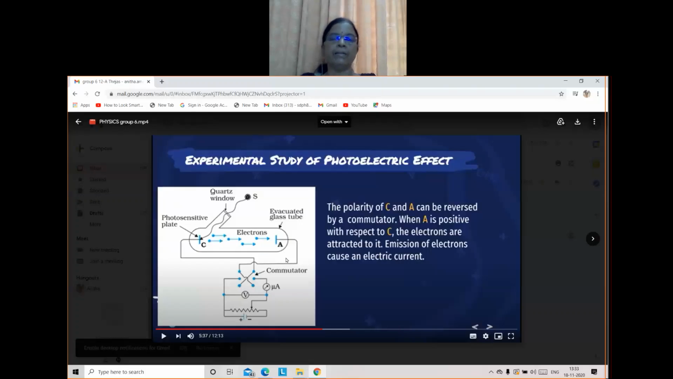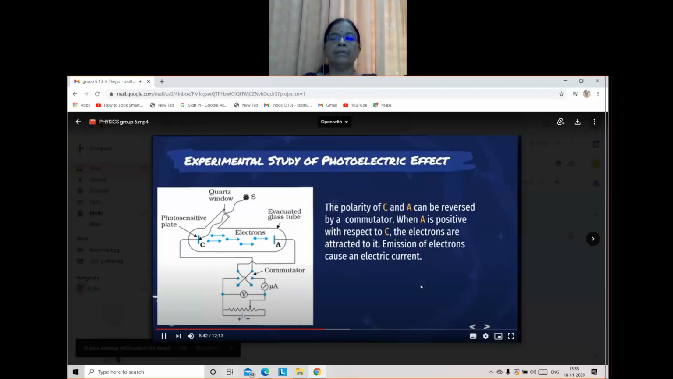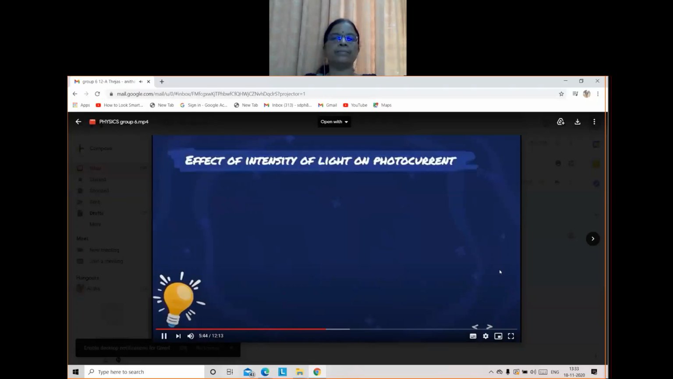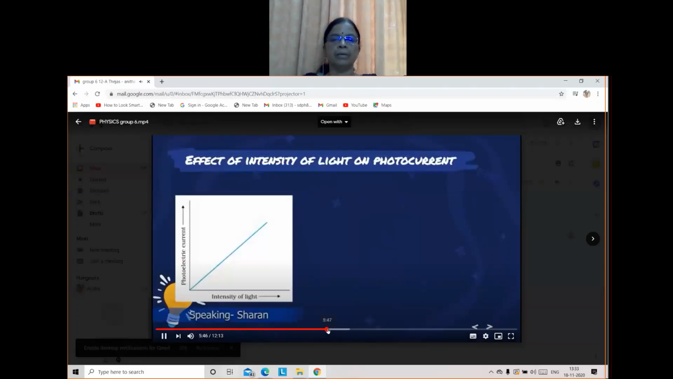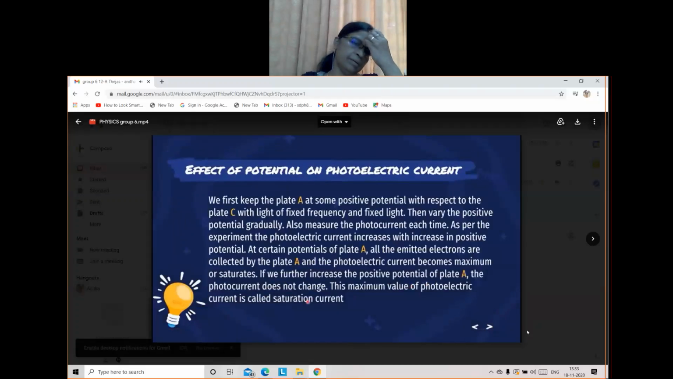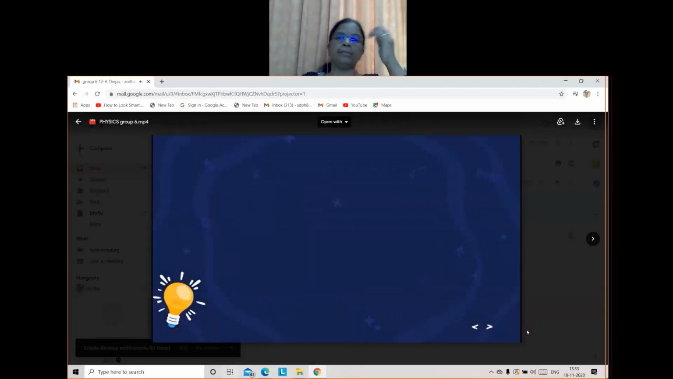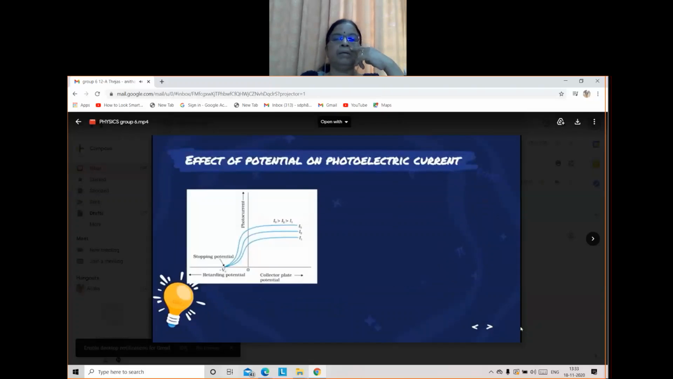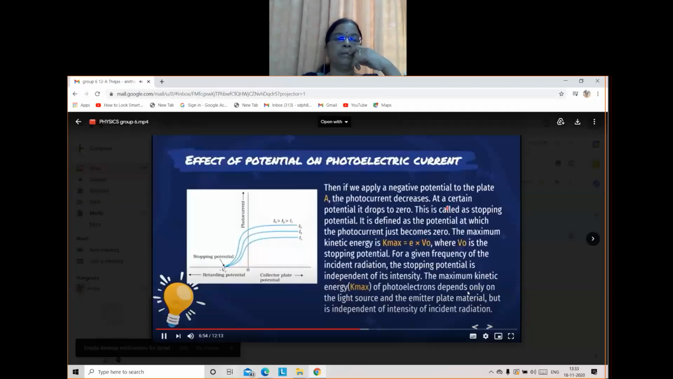Then you can write that. The nature of the material of plate C. Intensity of light on photocurrent. This maximum value of photoelectric current is the saturation current. Then, if we apply a negative potential to the plate, the photocurrent decreases. At a certain potential, it drops to zero. This is called the stopping potential. It is defined as the potential.